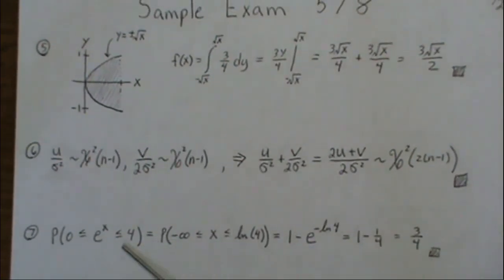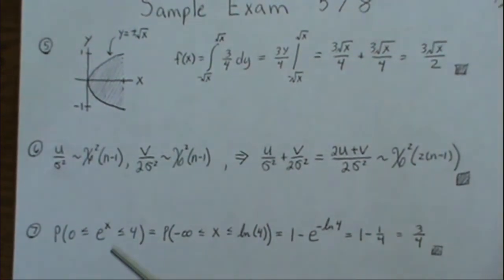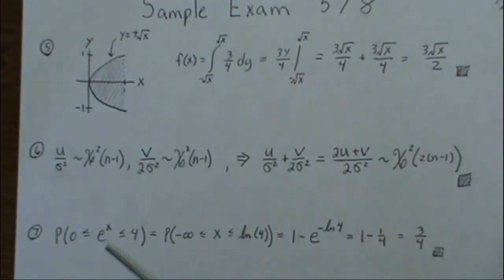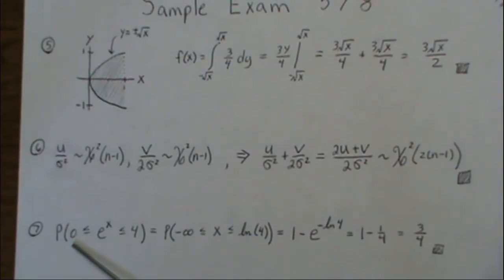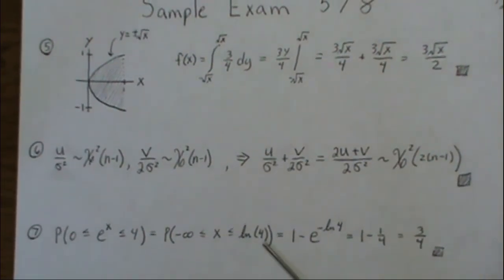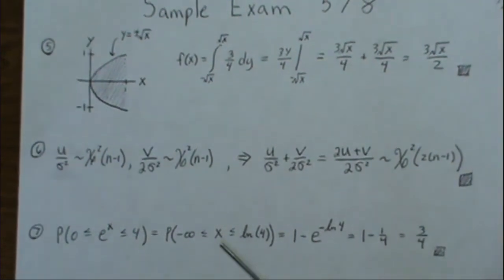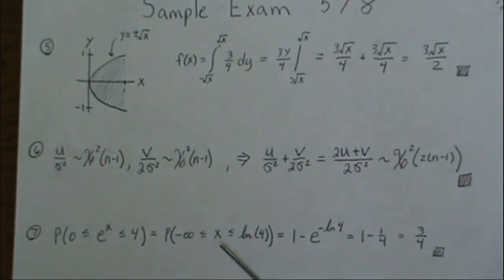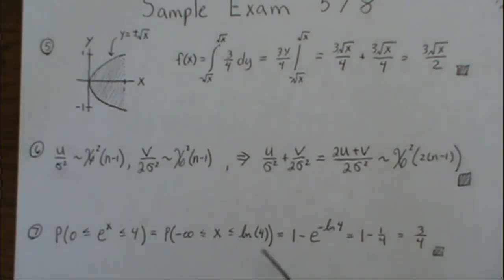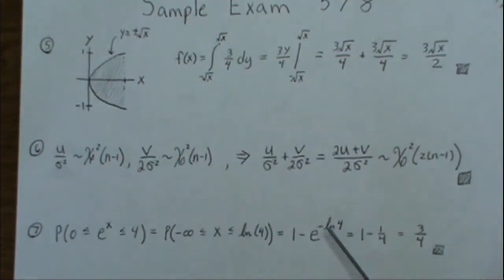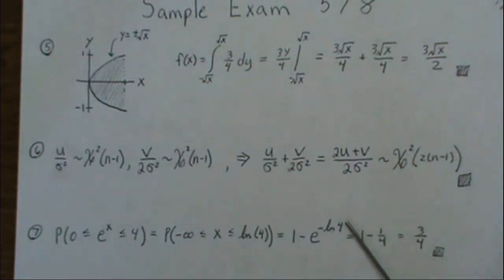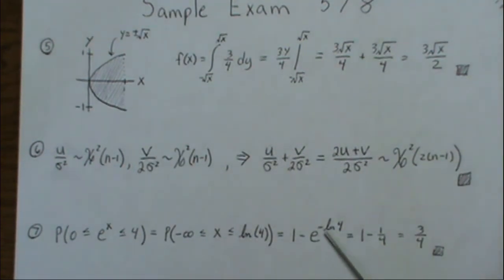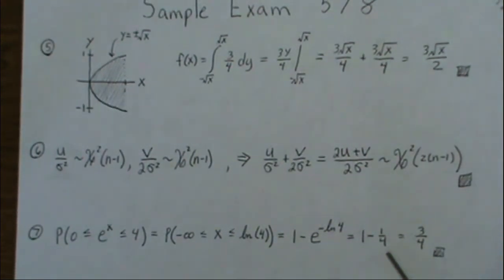Number 7, we're asked to find this probability. Well, if we take the natural log of both sides, then this goes to negative infinity, and that's just the natural log of 4. And we're given the CDF of x, and that's what this is. So this is just F of natural log of 4. So you plug it in. Now the negative can go up to the 4, so it's 4 to the minus 1, which is 1/4. But the e and the log cancel, leaving 1 minus 1/4, which is 3/4.